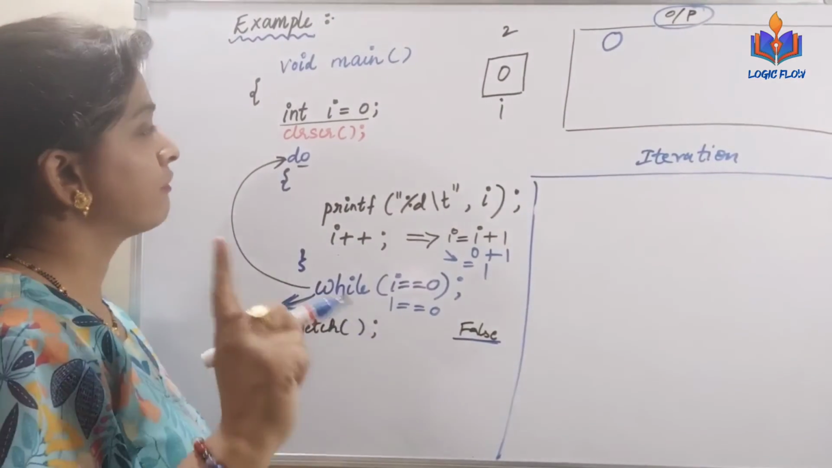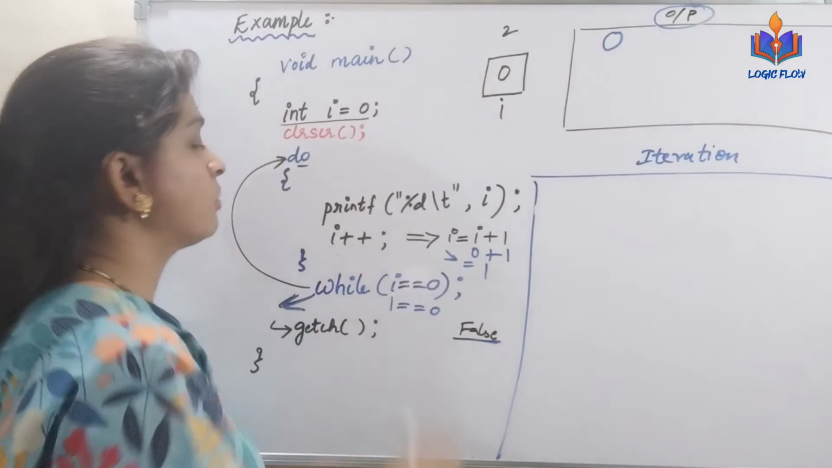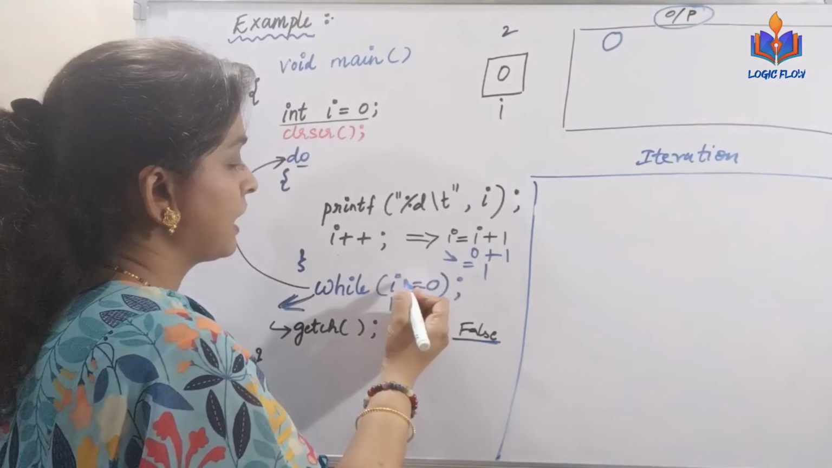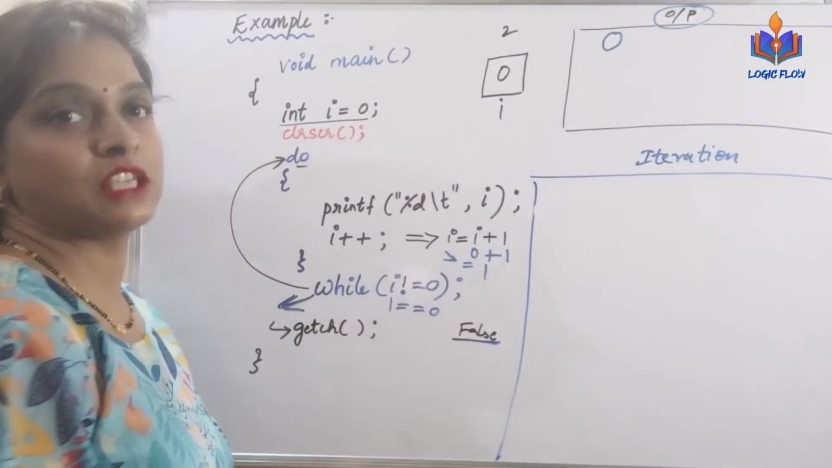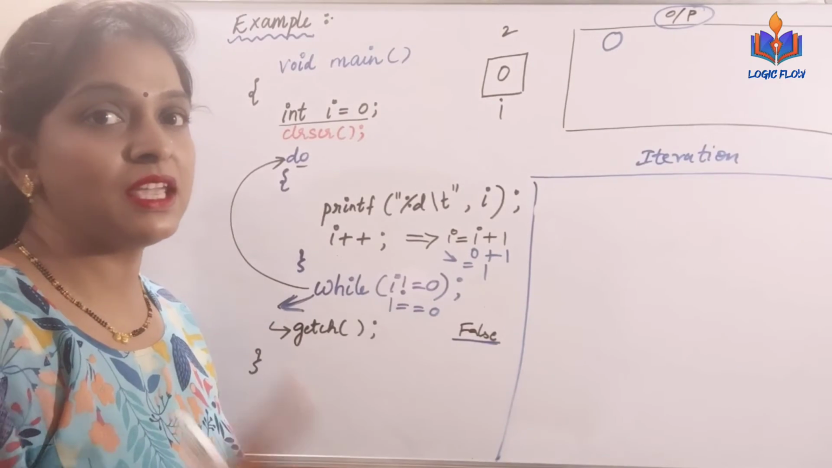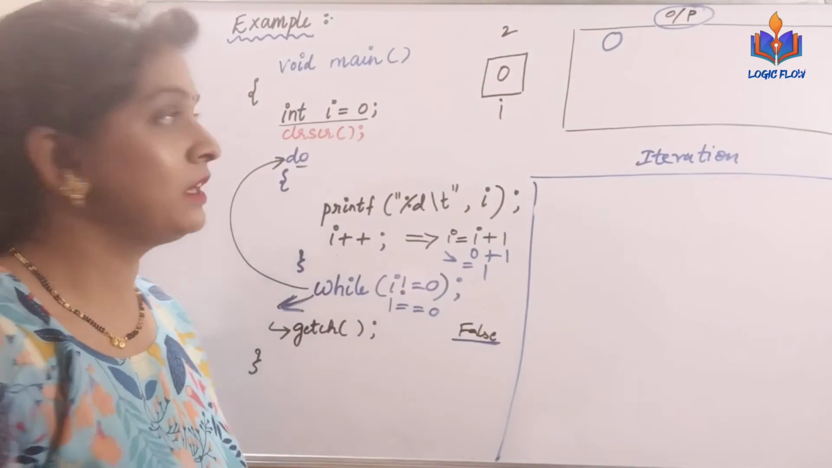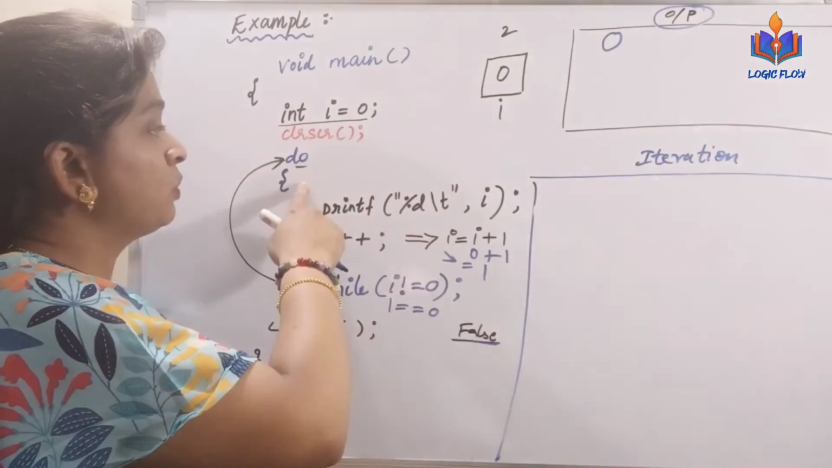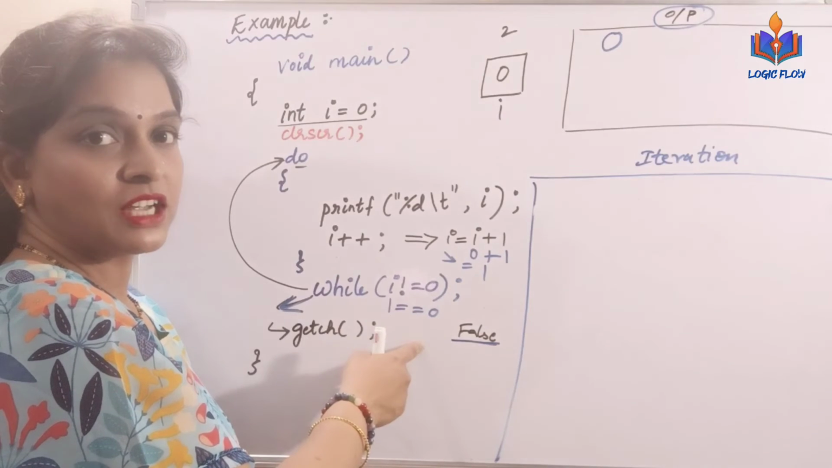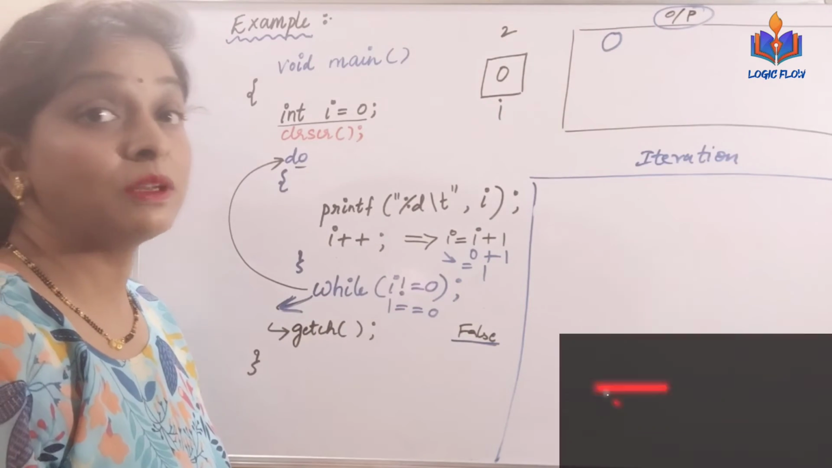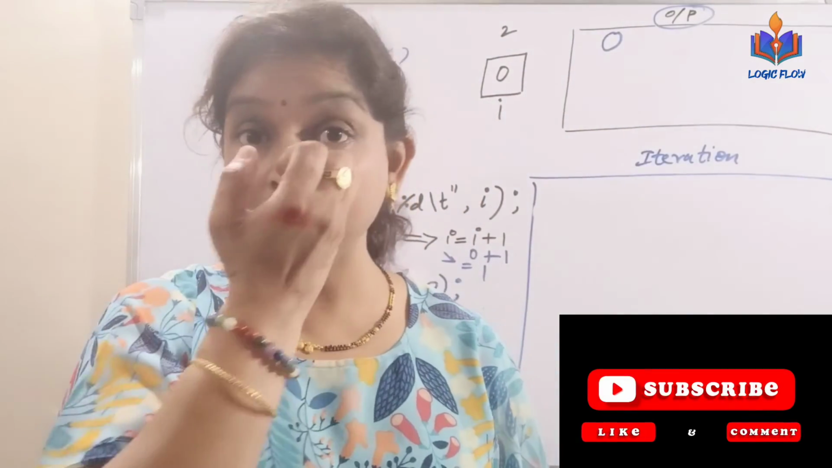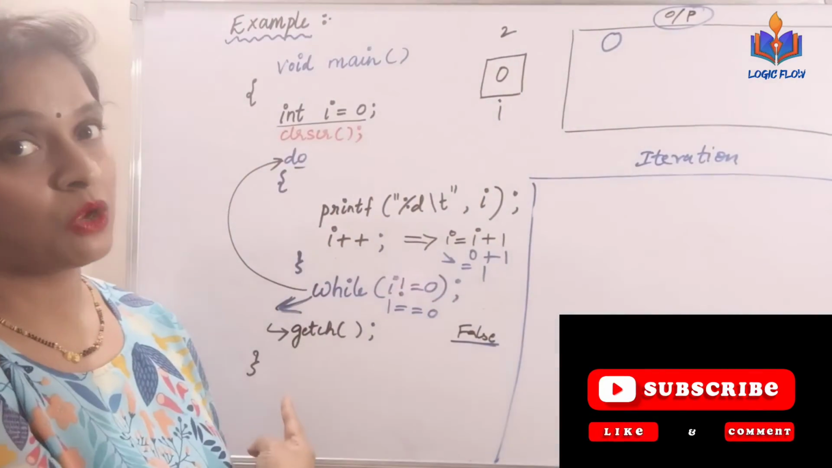Let me give one more value. I'll say i equal to 0. I'll change this condition. I'll say i not equal to 0. What will be the output of this? You have to tell me in the comment box. It's an assignment for you people. Just trace out this do. It will execute the statement. Then come to this point. Check the condition. Then what happens? What will be the output? You have to write it in the comment box and tell me what will be the output for this code.